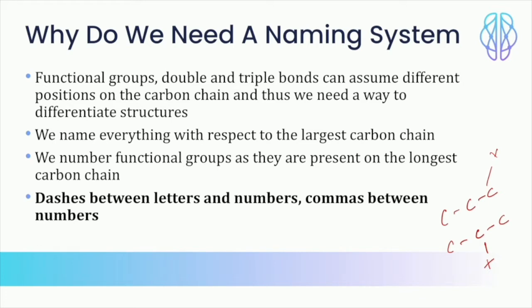A big thing, if you're ever stuck in an exam, give it a go to the best of your ability. So find the longest carbon chain, find the functional groups, and when you're naming, examiners are quite pedantic. So you need to remember that dashes belong between letters and numbers, so this is a dash, and commas between numbers and numbers. And we're going to go through some examples later, and it'll become more apparent as to what that means.